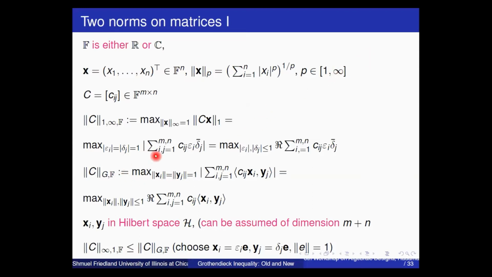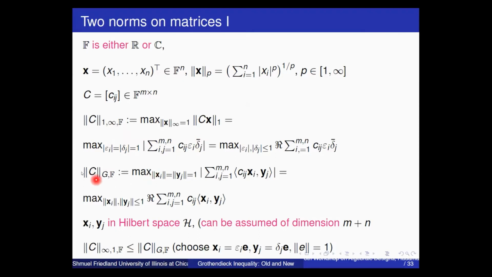Now we have an m by n matrix with real or complex coordinates. So first of all, what is the norm C1 infinity F? This is an operator norm from the space that has norm 1 to the space that has norm infinity, but actually there is a typo. I'm sorry. So this should be the C infinity 1 norm, and this is the right definition. I look at the maximum norm of the image of Cx in norm L1 for x with norm infinity.